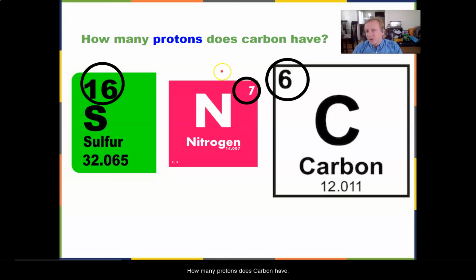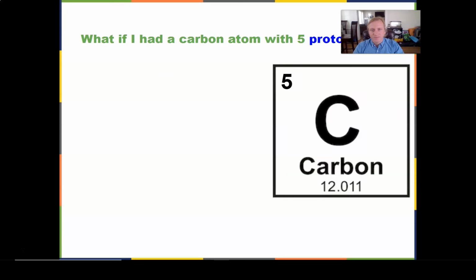So how many protons does carbon have? Carbon has 6 protons. How many protons does nitrogen have? Nitrogen has 7, because 7 is its atomic number. How many protons does sulfur have? I'll let you guys figure that one out, but its atomic number is 16. So the atomic number always tells you the number of protons. It tells you the number of positive charges that exist within an atom's nucleus.